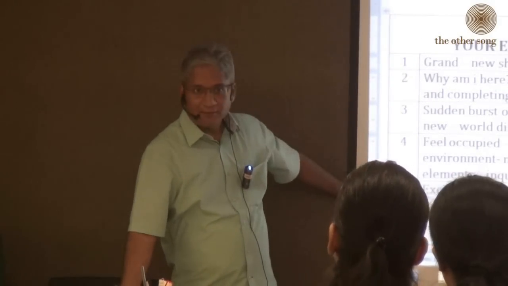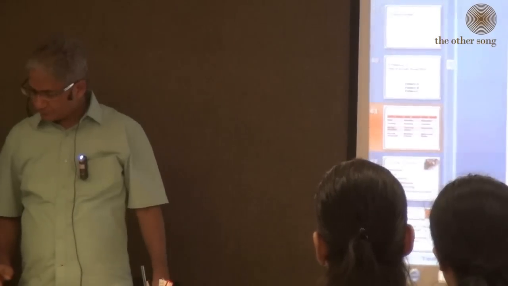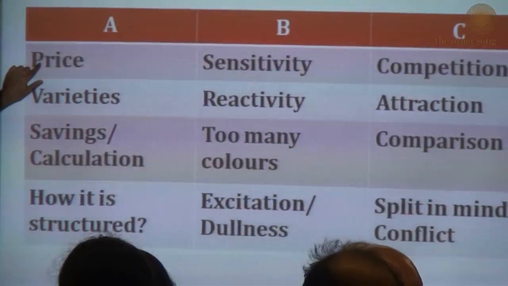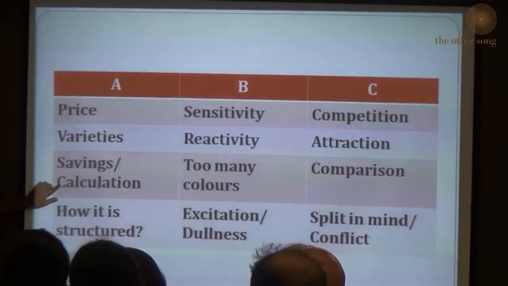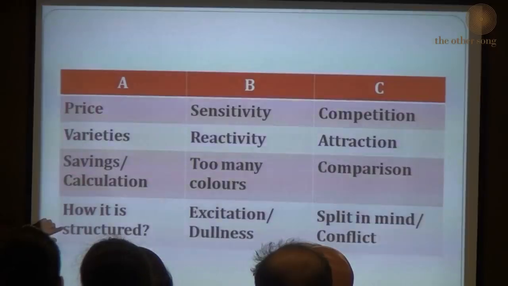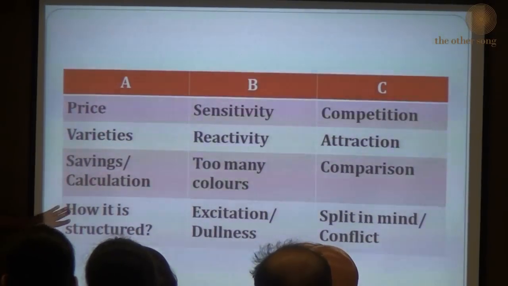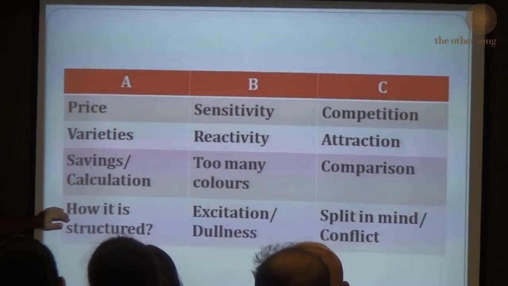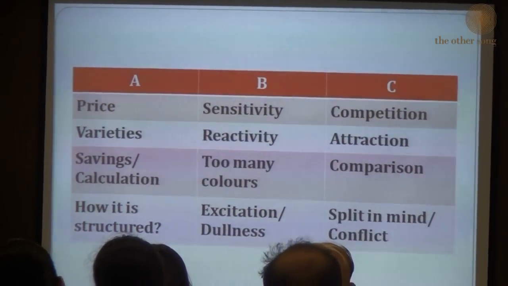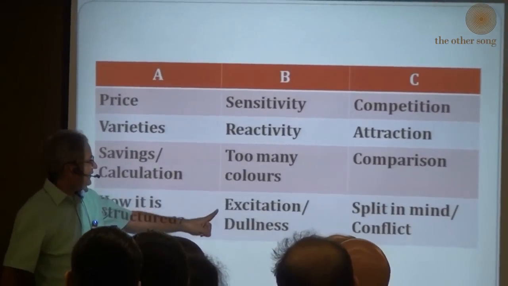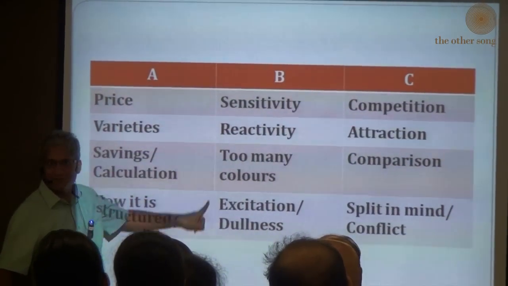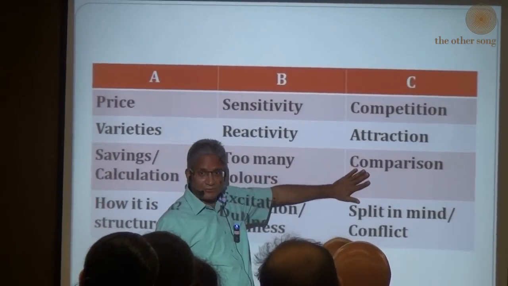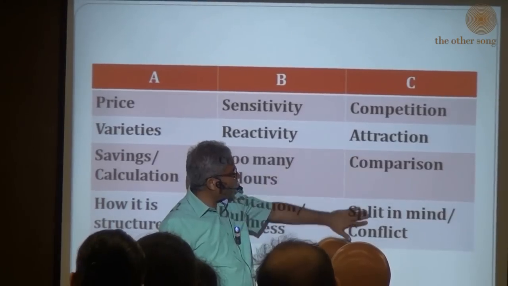So what are these patterns? This we have studied a lot. In pattern A, you see here, price, variety, savings, calculation, how is it structured? All these PowerPoints have been prepared last week, not after hearing you, because these are the patterns we see all the time. Pattern B, too many colors, excitement, dullness, reactivity. We saw this. And pattern C, I told you it's weak here, but attraction, comparison, shift in the mind.